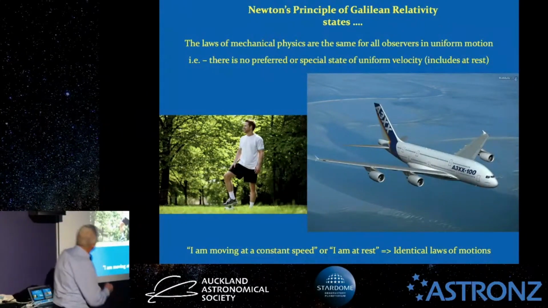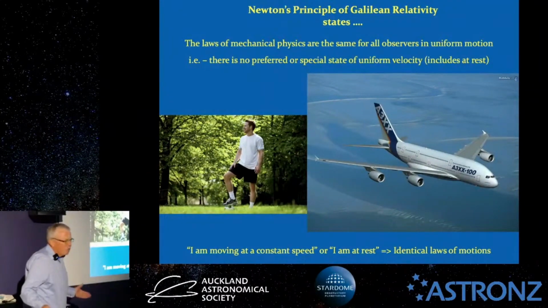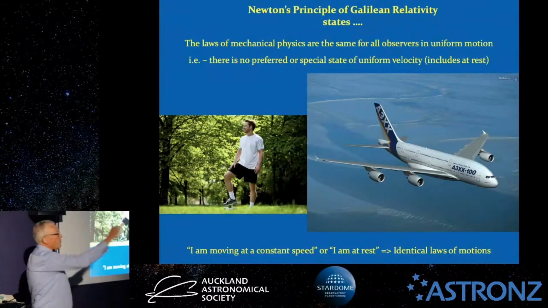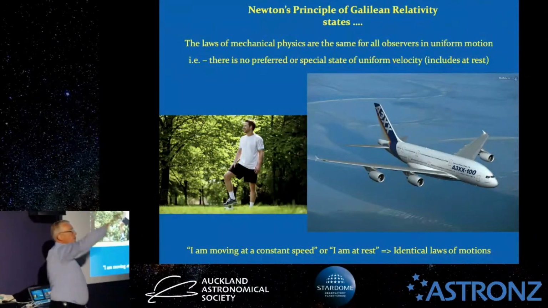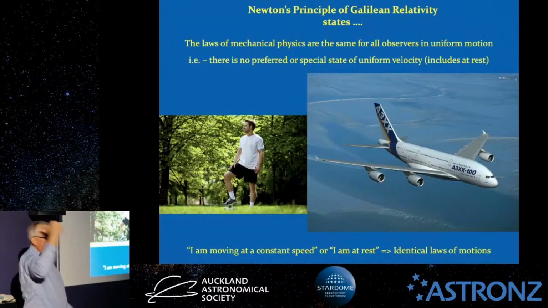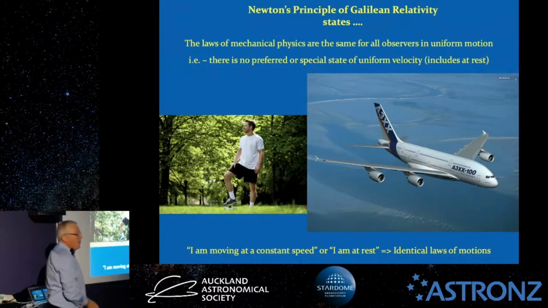So the laws of physics, and we take that for granted, don't we? You might be on a plane trip and you want to throw a ball or a bit of paper at someone two or three rows ahead. You don't expect it to fly back at 600 kilometres per hour to the back wall. We just take it for granted, but that is a law of physics, and that's really, really important. So the laws of mechanical physics are the same for all observers in uniform motion.